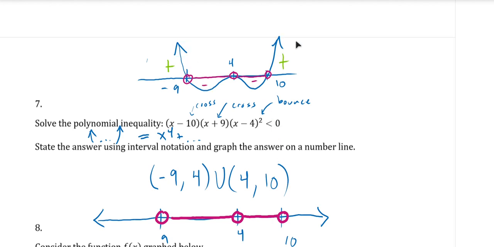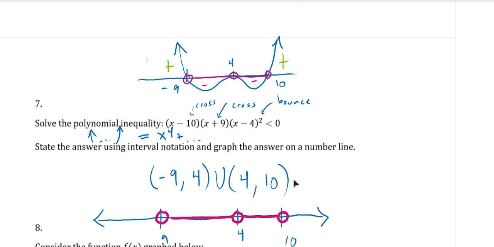And here I've drawn a quick sketch of the graph with no real scaling on the vertical component. None is necessary. What we know is that it's going to be positive over here, and then at -9 it's going to cross, and then at 4 it's going to bounce off, and then at 10 it's going to cross again. So this tells us where it's positive and where it's negative and where it's 0. That's everything you need. That's going to be between -9 and 4, between 4 and 10, but not between -9 and 10, because we have to omit this 4 here.